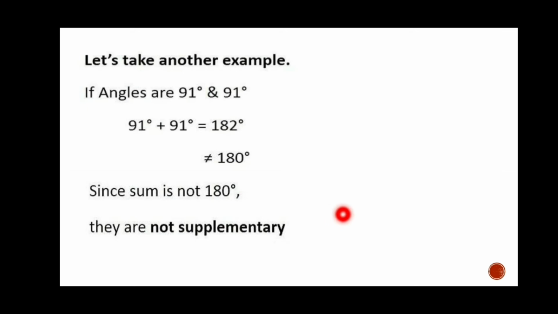So we can conclude with these examples that if angles are obtuse, which means more than 90 degrees, their sum will not be 180 degrees, and hence they are not supplementary angles.